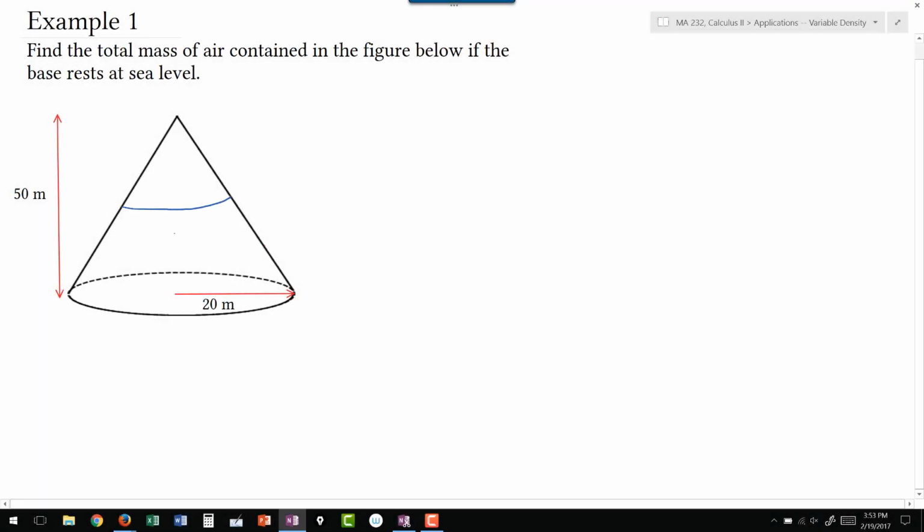To find the total mass of air contained in the cone shown below, we have to slice the figure into pieces that have roughly constant height above sea level, because then we know that the mass density of air will be roughly constant on those pieces, and we can use that to figure out the total mass of air in each piece. The total height of the cone is 50 meters, the radius is 20 meters, and we'll call the height above the base up to a slice h sub i, and the radius of the slice r sub i, and the thickness will be delta h sub i. So we need to figure out the mass of one of our slices.